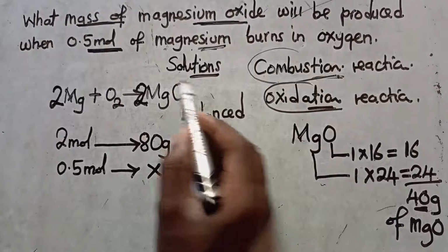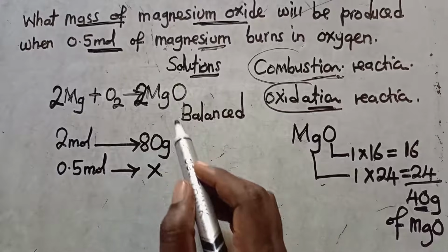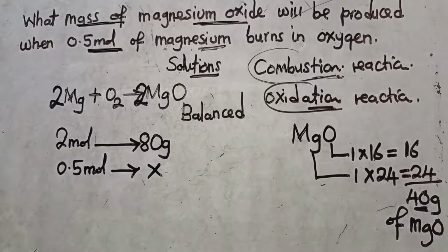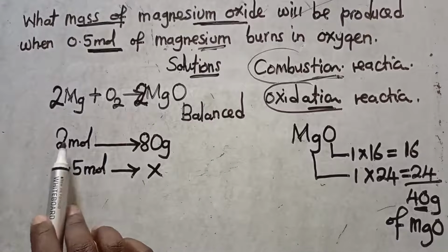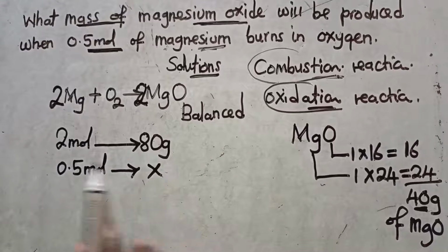Then the molar mass for this one is 40 grams per mole. Since we want to find the mass, we just say grams. Then there is a 2, so we multiply this one by 2. So this is mole to grams, the mole to mass calculation. This is what you are supposed to do.